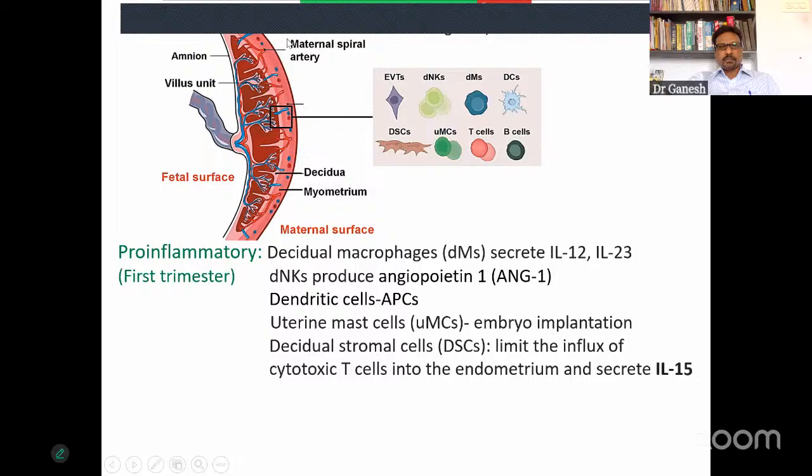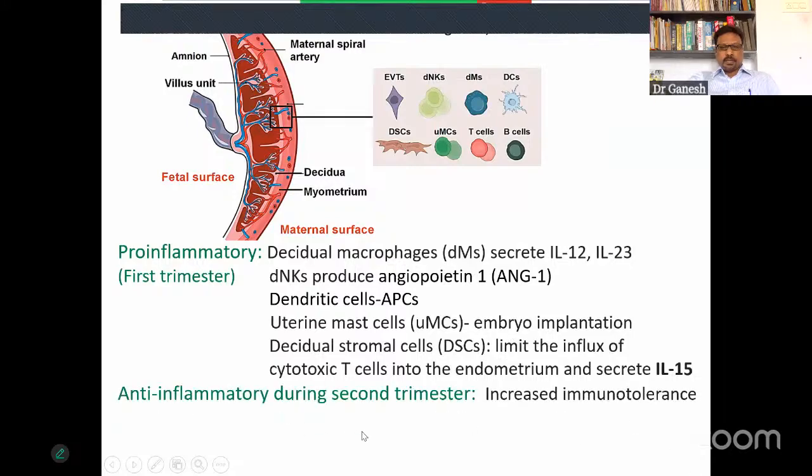And also the formation of this maternal spiral artery, which is mainly through these decidual natural killer cells, which do produce this angiopoietin 1 protein, which is mainly responsible for the formation of the maternal spiral arteries. And the dendritic cells are responsible for the antigen presentation. And these uterine mast cells are mainly responsible for the embryo implantation. And these decidual stromal cells limit the influx of cytotoxic T cells into the endometrium, and they do secrete interleukin 15. And this interleukin 15 is also a very important signal.